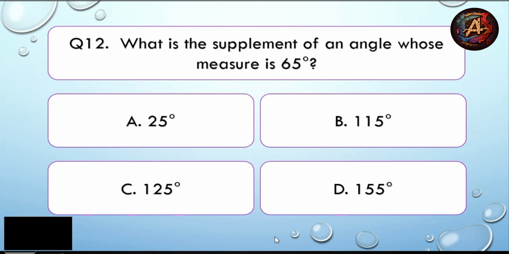What is the supplement of an angle whose measure is 65 degrees? Is it A, 25 degrees, B, 115 degrees, C, 125 degrees, or D, 155 degrees? I'll give you 5 seconds.